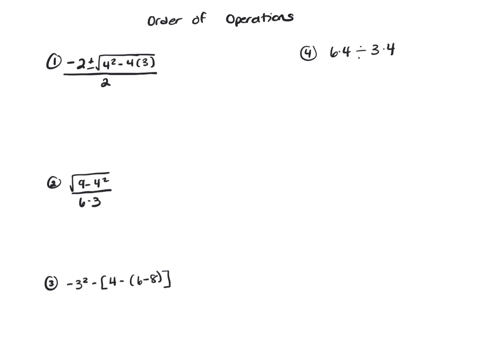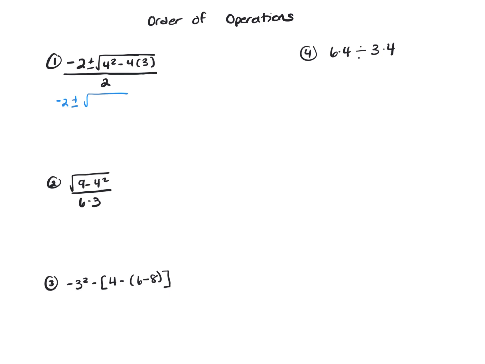The order of operations, which operations you do first, are listed at the top of your Tame the Test notes under order of operations. So if I look at number 1, the first thing you do is grouping symbol. So I'm going to treat that radical as a grouping symbol. So I'm going to bring down the -2, plus or minus. Underneath, you've got exponents and multiplications.